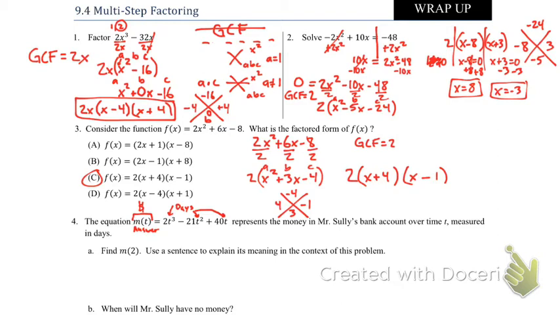So let's see what we have to do for A. Okay, so we want to find the money, M, after, what do we plug in for T? This used to be T, which represents days. So we want to find the money in the bank account after 2 days. So T is 2. What we're finding, so you would have to write this down, is how much money is in the bank account after 2 days. That's what this represents.